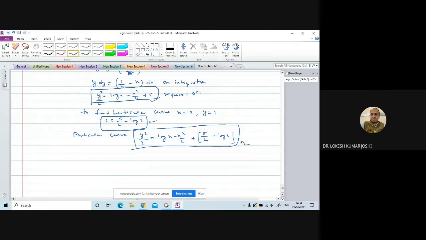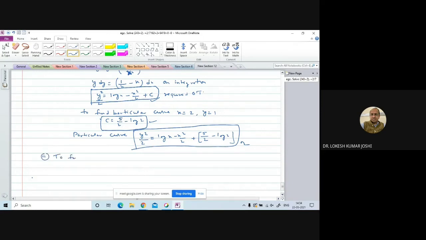Now, similarly, we can solve other examples based on such types of orthogonal trajectories. Now, we have one more type. If we have a polar curve, then what will be the process to find the orthogonal trajectory? Let us check. For polar curves, note down, to find the orthogonal trajectory, second type.